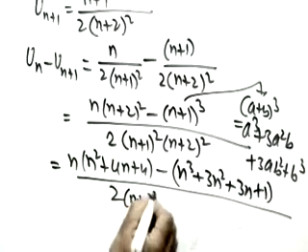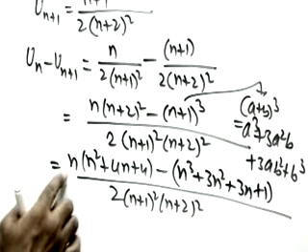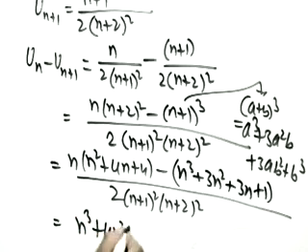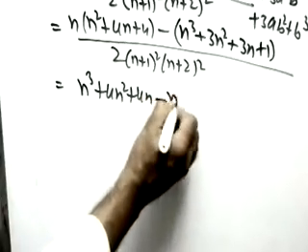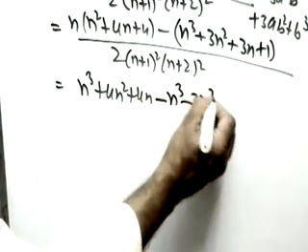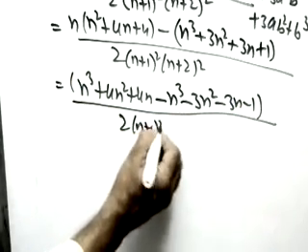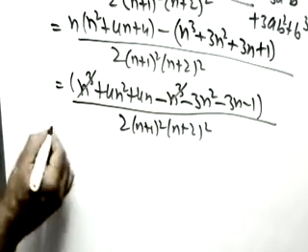So divide by, you write this as it is, 2 into n plus 1 square into, though you multiply this one, n into n square will become n cube plus 4n square plus 4n. Now you multiply it with minus here, so this will become minus n cube minus 3n square minus 3n minus 1. Now divided by 2 into n plus 1 square into n plus 2 whole square.